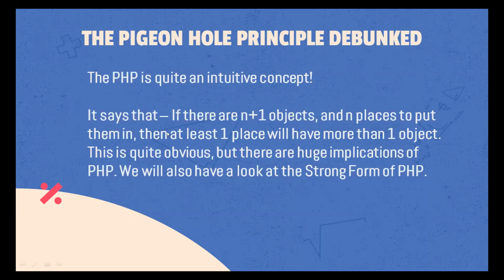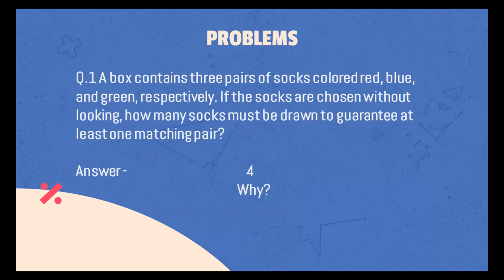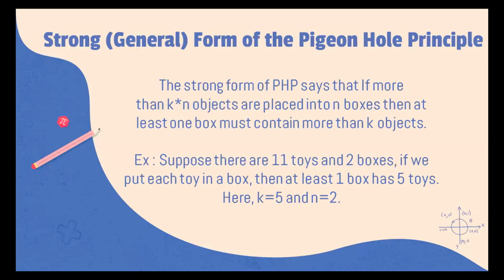So if there is at least here, you could have two objects, three objects, four objects, maybe infinity. But okay, there are huge implications of the PHP, and we use them in proofs and graph theory and probability and whatnot. So it's actually quite an application based topic in math. Now let's have a look at the strong form of PHP, which is somewhat generalized. Okay, so I think we have an example before that.